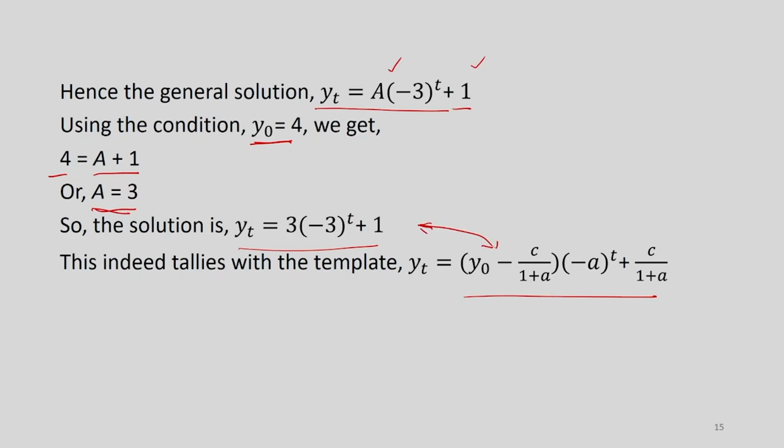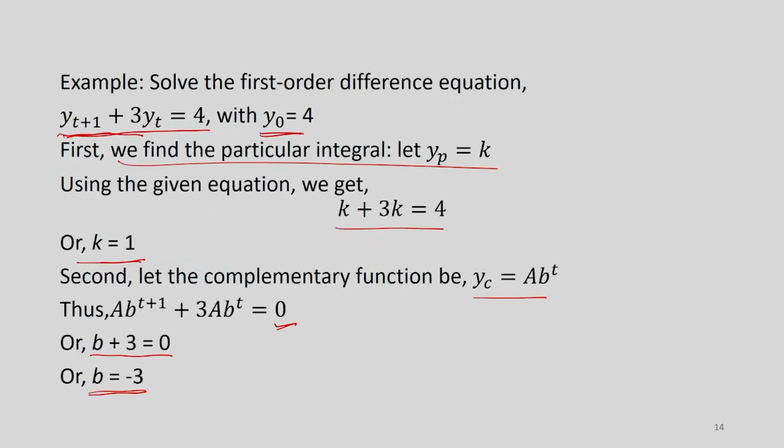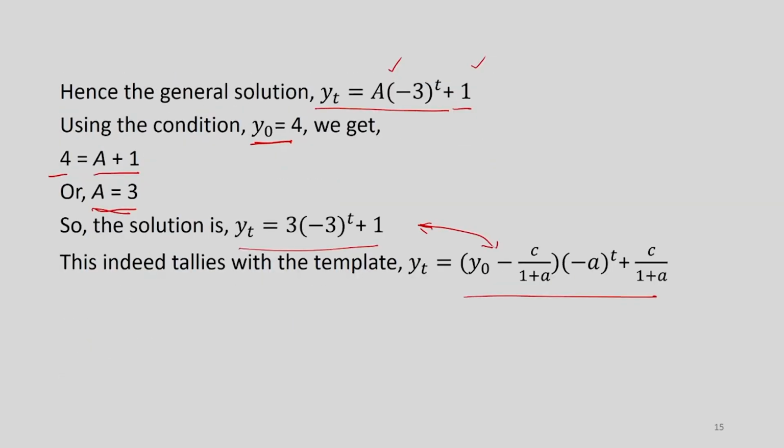in this particular example that we have, it is yt plus 1 plus 3 yt is equal to 4, that is the form that is given to us, and y0 is equal to 4, right. So, in this case a is equal to 3 and c is equal to 4. So, a plus 1 is 3 plus 1, so that will be 4, and c is equal to 4.